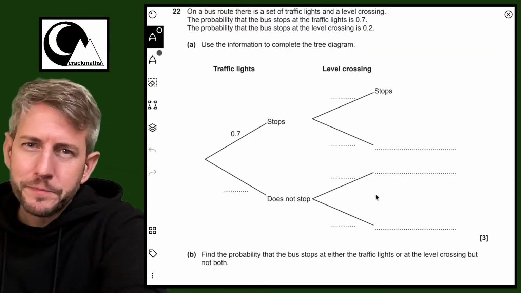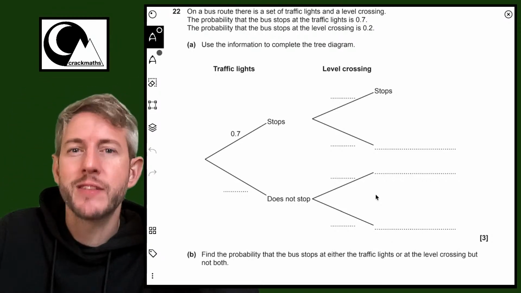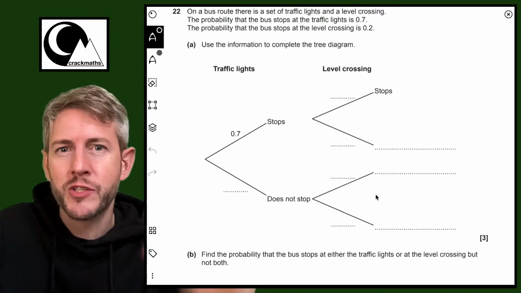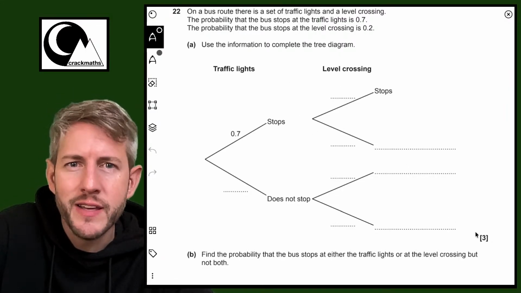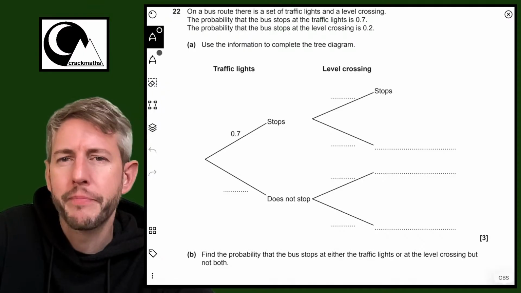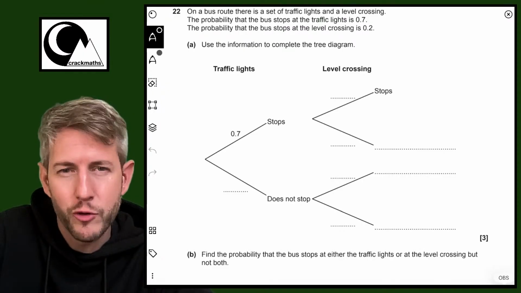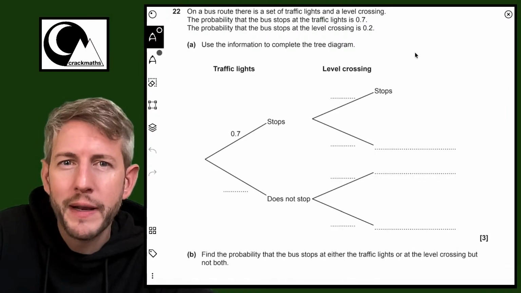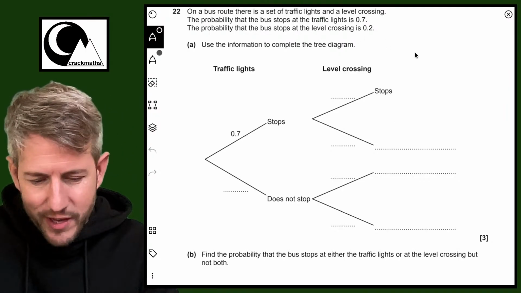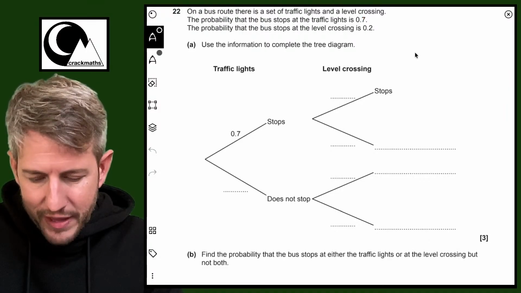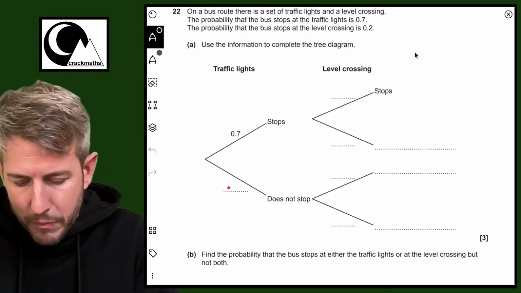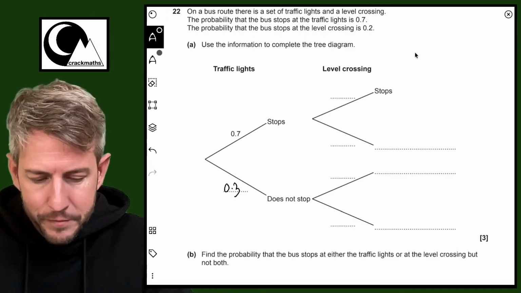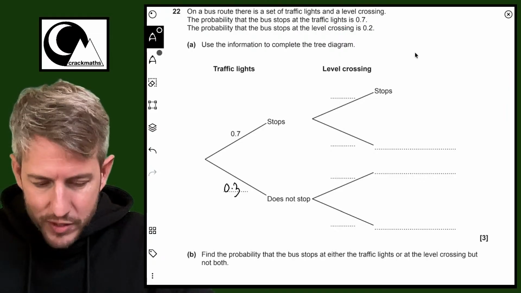On a bus route, there is a set of traffic lights and a level crossing. The probability that the bus stops at the traffic lights is 0.7. The probability that the bus stops at the level crossing is 0.2. Use the information to complete the diagram. Okay, so traffic lights, 0.7, they've put that in. So the branches of a probability tree add up to 1. So we've got that there. And so now let's look for the level crossing.